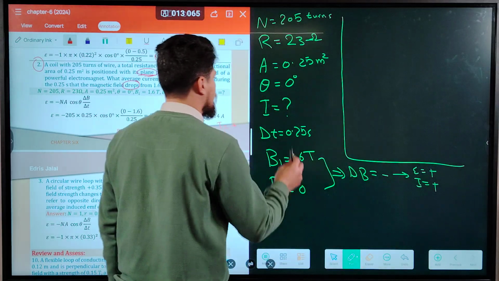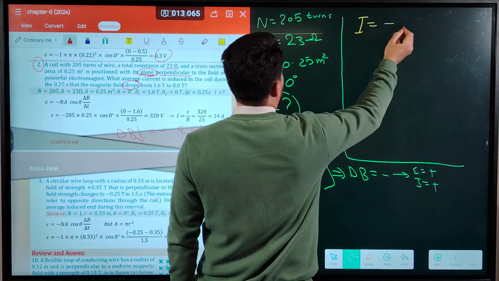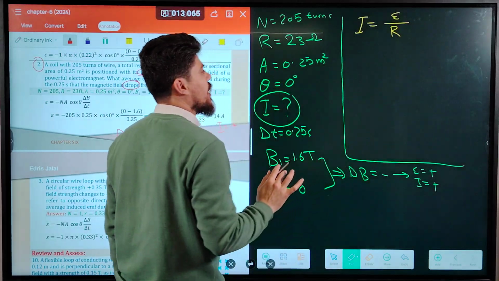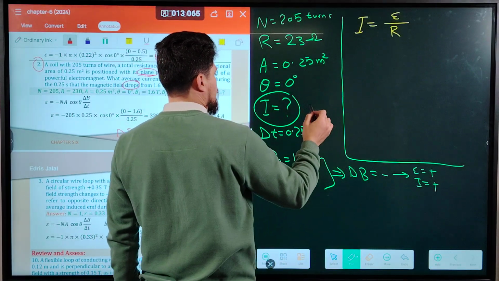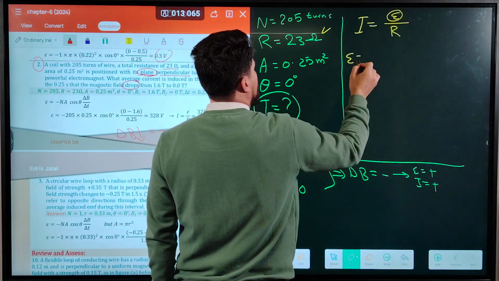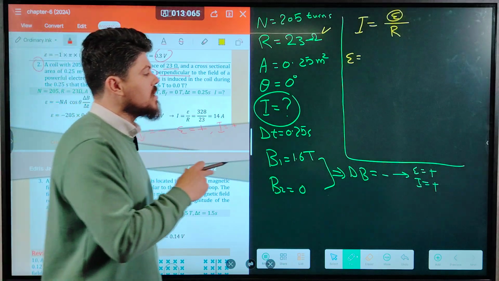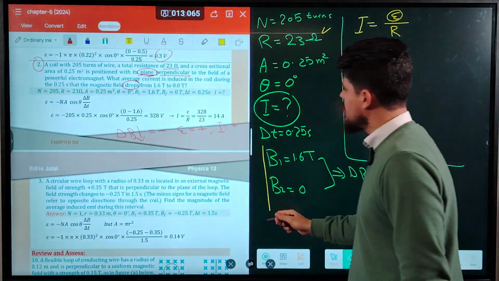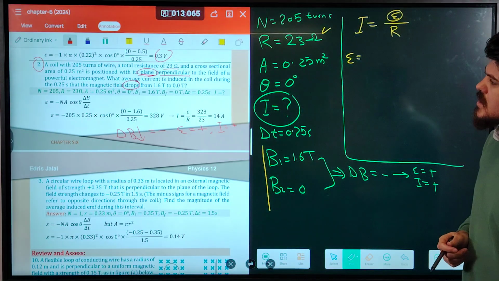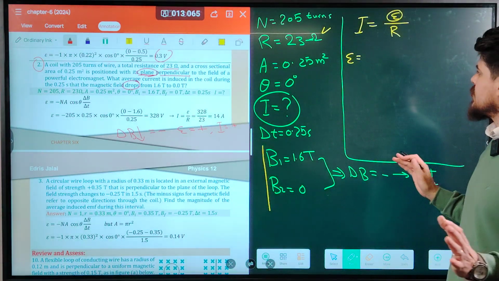Now, how can you determine the induced current? First of all, you have to write down the equation of induced current, which is equal to EMF over resistance, okay? Do we have resistance? Yes. Do we have EMF? No. We have to find out EMF. What has changed? Magnetic field or area? Absolutely, magnetic field is changed. How did you know? Mentioned in the question, okay? In the question should be mentioned which one is changed, area or magnetic field.